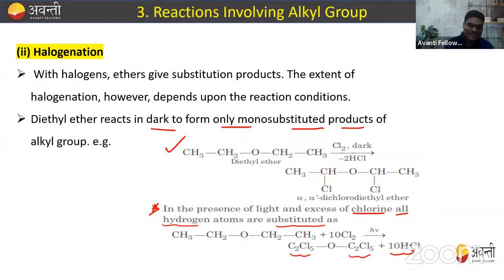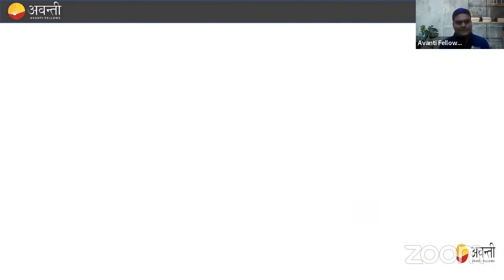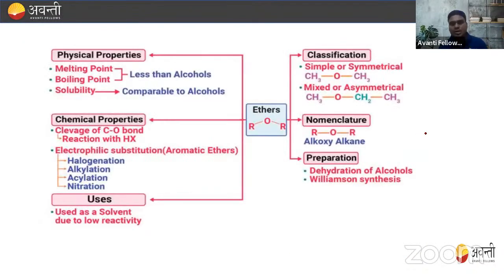But in presence of light and excess of chlorine, all hydrogen atoms are substituted. Clear? Okay. So this is the roadmap, the mind map of this ether chapter. Basically, we already covered the physical properties: melting, boiling, solubility, and chemical properties, in which we studied the breaking of the C-O bond and reaction with HX.